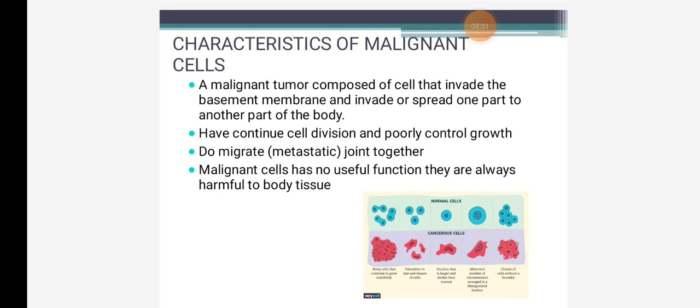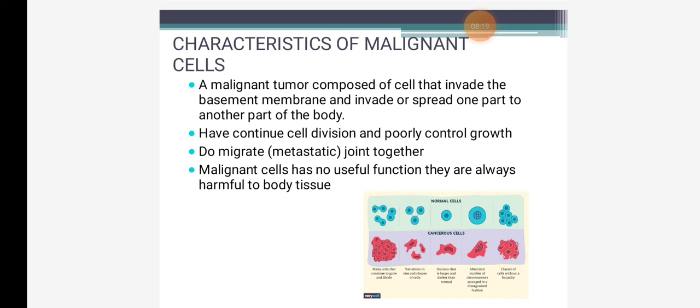Like if the cells are growing in the kidney, they can also go into the cardiac cells, or they can go into the brain also, and they will divide there. So that is called migration or metastasis. They have continuous cell division and poorly controlled growth.